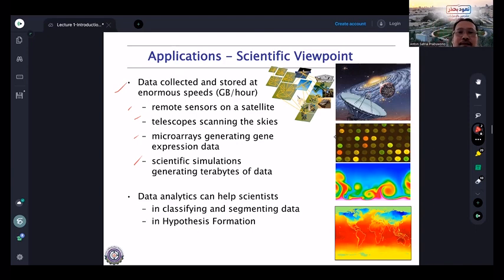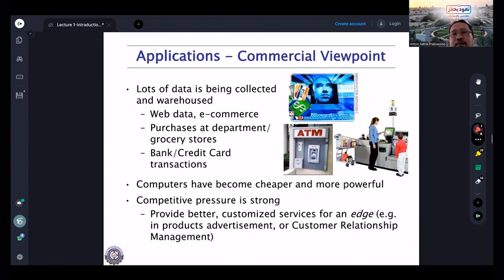Data analytics can help the scientists in classifying and segmenting the data, or in hypothesis formation. So application from a commercial viewpoint: lots of data is being collected and warehoused, like in e-commerce, web data. Of course, when you subscribe or register for e-commerce, you need to enter your details, name, for example, age, address, and so on. And purchases at department or grocery stores, they will collect the information, of course. And bank or credit card transactions, of course, the data will be collected. So this is the application from a commercial viewpoint.